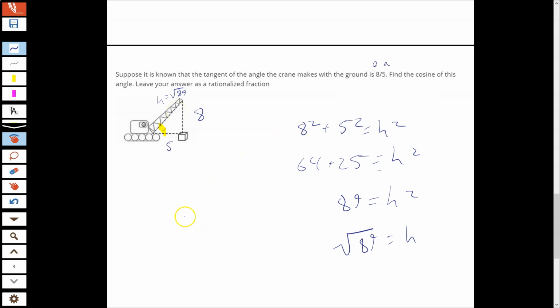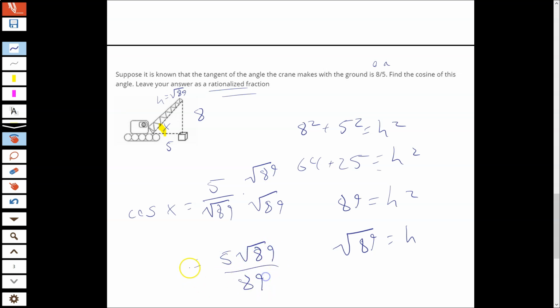And then we want the cosine of that angle. So let's call that angle, I don't know, let's call that angle x. So we say cosine of x is adjacent 5 over hypotenuse, square root of 89. And then I need to rationalize my fraction. So I'm going to multiply times the square root of 89 on the top and bottom. And that is my cosine of x. Okay, so that is my solution as a rationalized fraction.